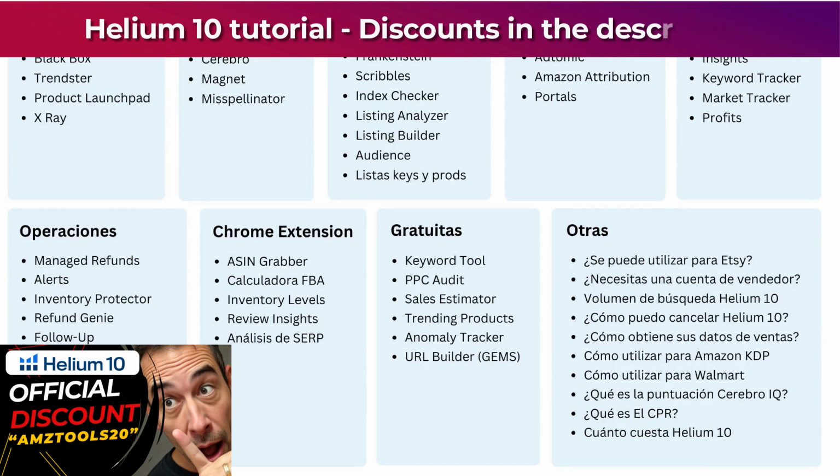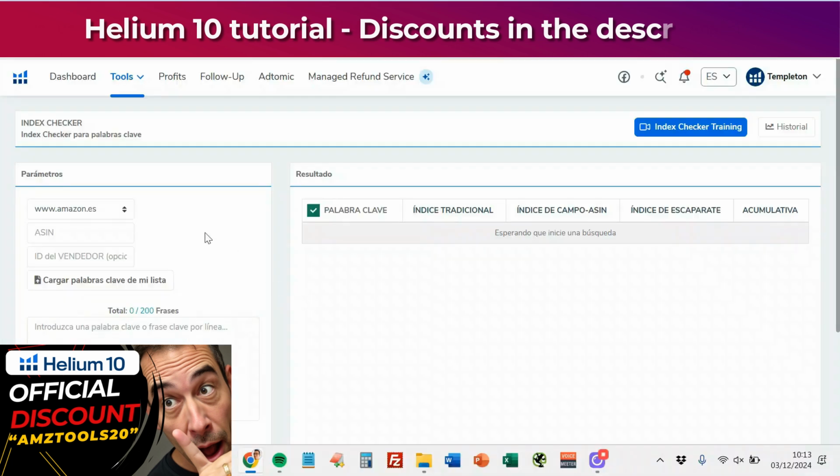All right, let's check out the index checker. Well, the index checker is a tool that's as simple as it is useful. It helps you see if your selected keywords for your product are ranking or not in the search engine, and whether they are indexed or not. First, if they are indexed, then if they are ranked. Because if they are not indexed, if they are not in A9's keyword database, they can't rank.